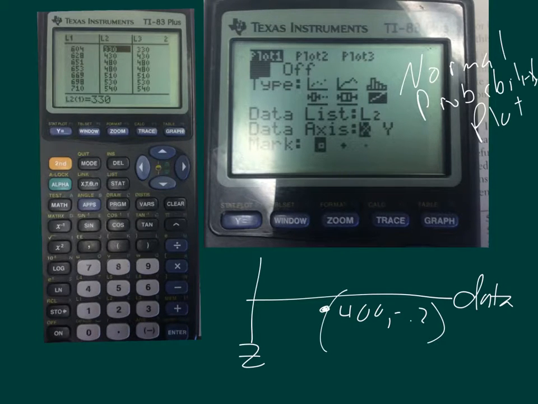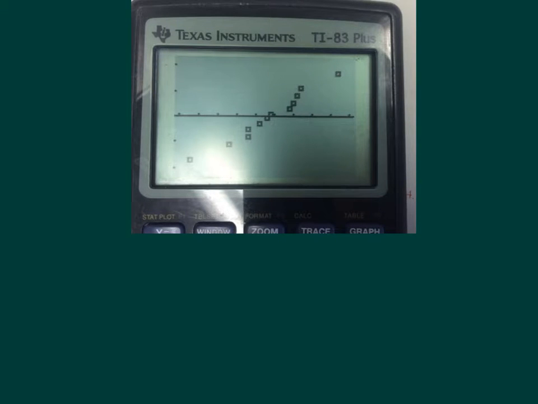And it will plot all of this data. So I selected the list where my data is. Remember, I had it in list 2. So I'm going to do list 2, X, for the data list. I'm going to mark it with donuts because, of course, I like donuts. And then I'm going to do ZOOM, then the number 9 to get this graph. And once I have the graph, then I need to interpret what it says.